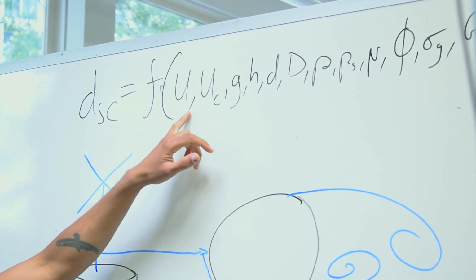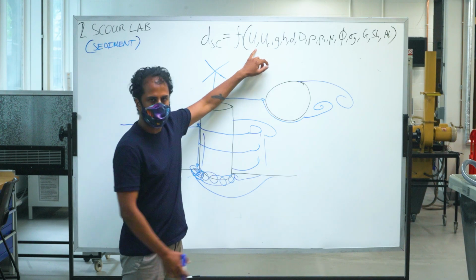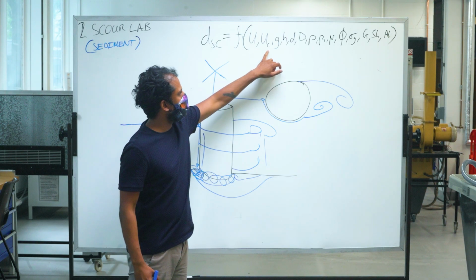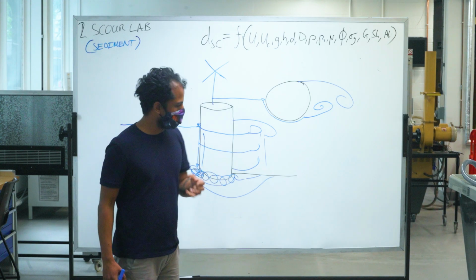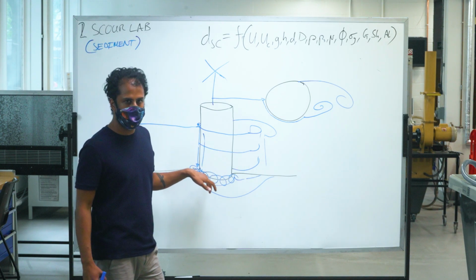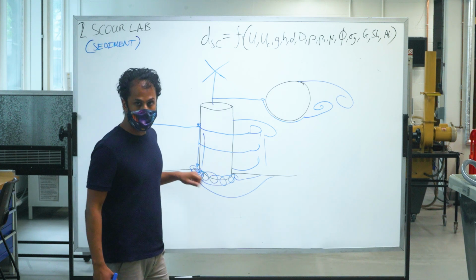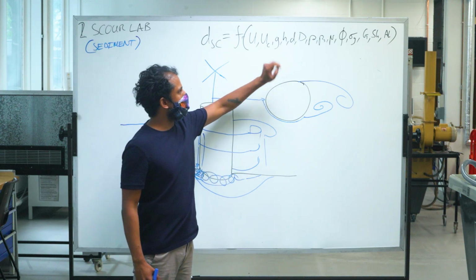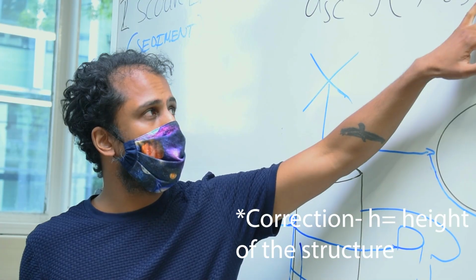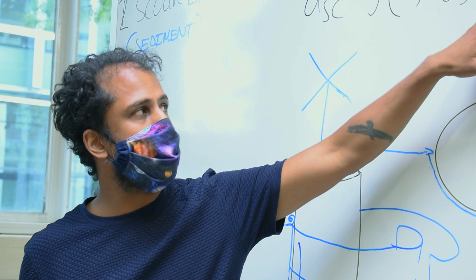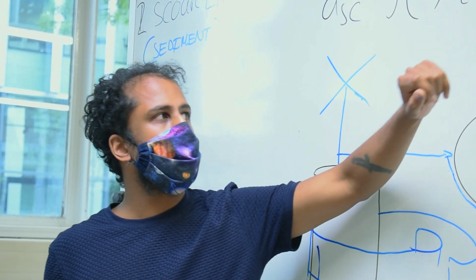Okay, U, which is the flow velocity, sure, that must be faster flow velocity, bigger scour hole. UC, which is the critical flow velocity for incipient sediment motion. So how fast does this flow need to be to start moving these rocks or whatever they are? That'll be to do with the weight of the rocks as well. Obviously G for gravity. The height of the water must have an effect. The depth of the water must have an effect. The diameter of the structure must have an effect.